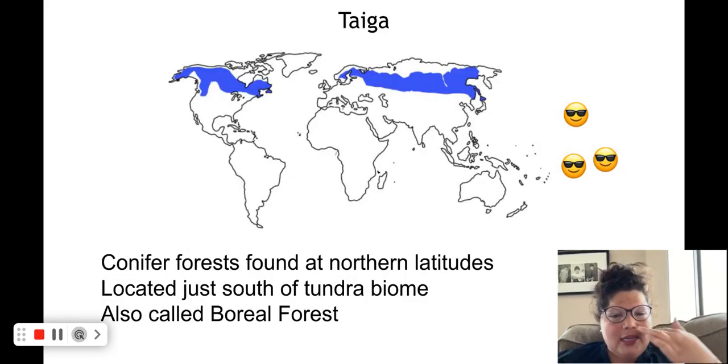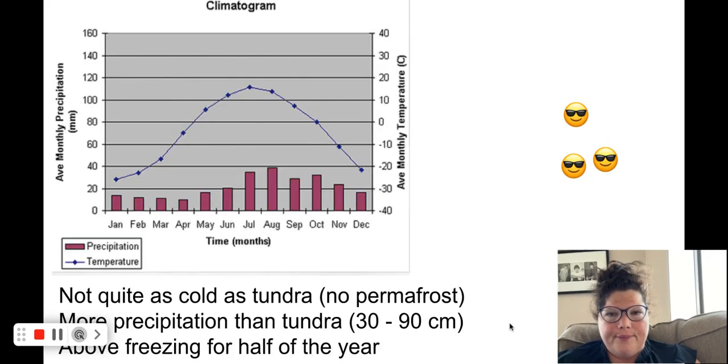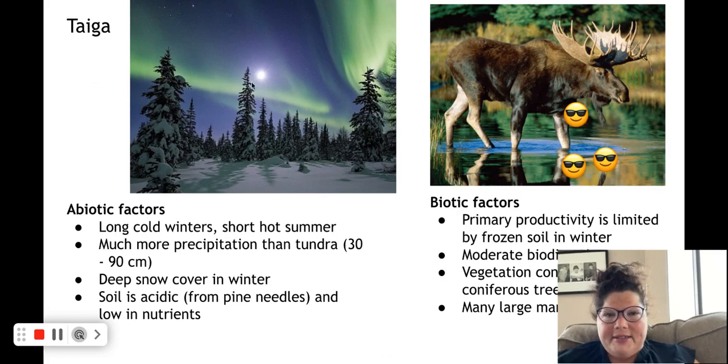Taiga. All right, taiga is also found at northern latitudes, not as far as the tundra, so just south of the tundra. This can also be called the boreal forest. I'm going to let you look at this graph by yourself, but you can see we're not quite as cold as the tundra, so there's no permafrost. We don't have that permanent frozen soil. More precipitation, and we are above freezing for half of the year. That's super important.